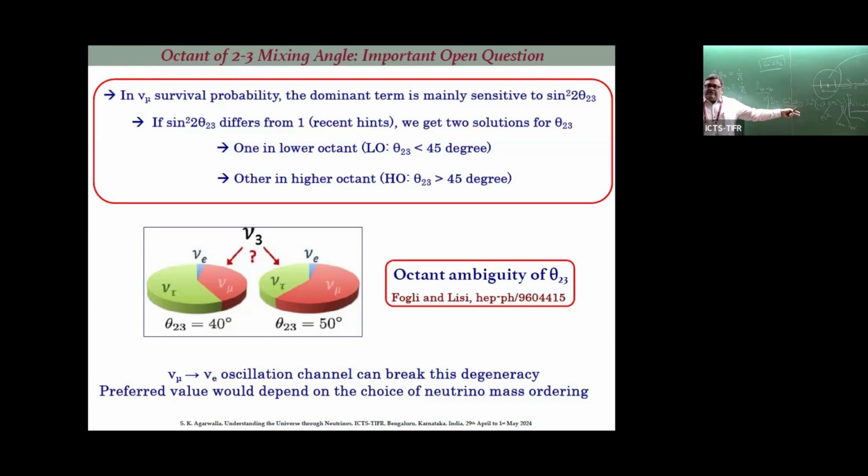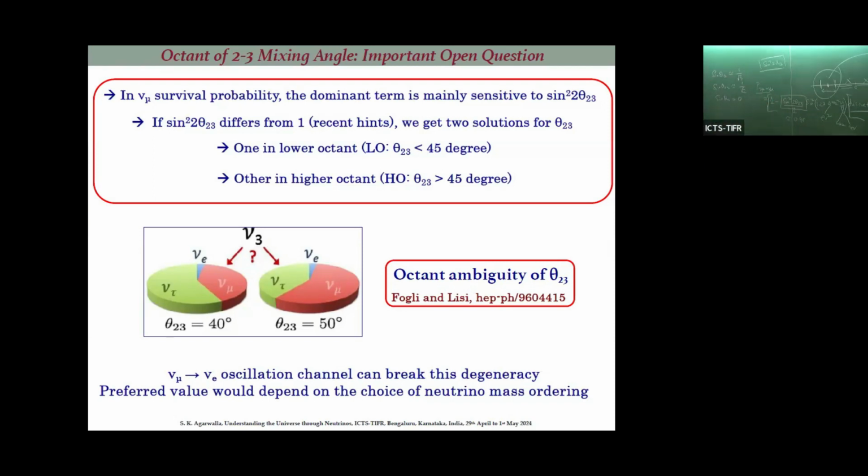So the data is now hinting, and also MINOS, a long baseline experiment called MINOS. If you fit mostly MINOS and Super-K, there is some hint that this quantity, sine square 2 theta, is not exactly 1. That means theta 2,3 is not 45 degrees. Now suppose you measure this quantity and find that it is 0.98. Suppose.